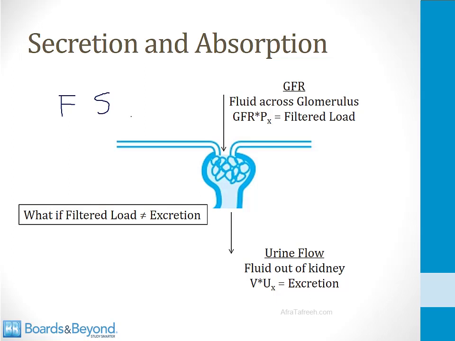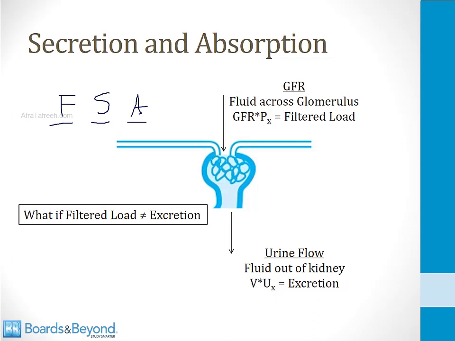The final factor is absorption. So some solutes like sodium and potassium can be absorbed by the kidneys. So the more that is absorbed, the less will go out in the urine. So it's the sum of these effects, how much is filtered, how much is secreted, and how much is absorbed, that determine how much will go out in the urine.